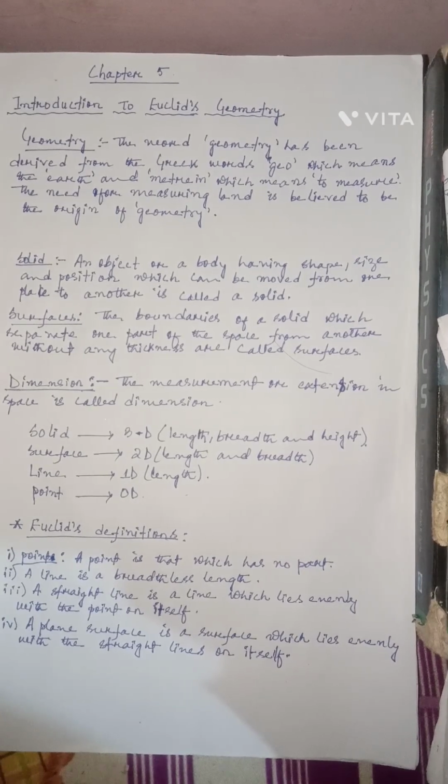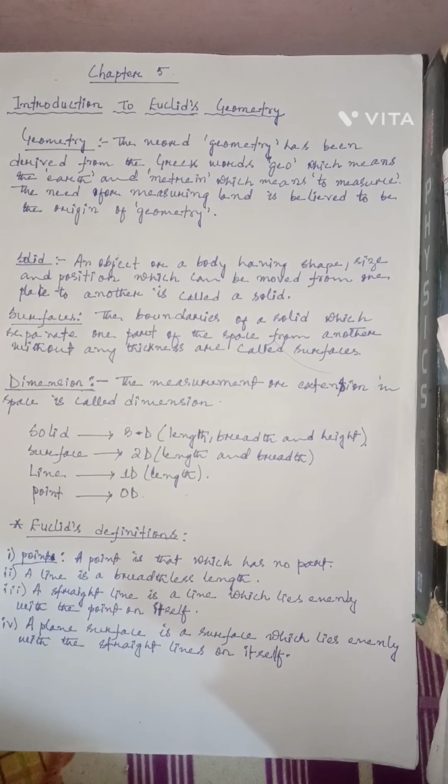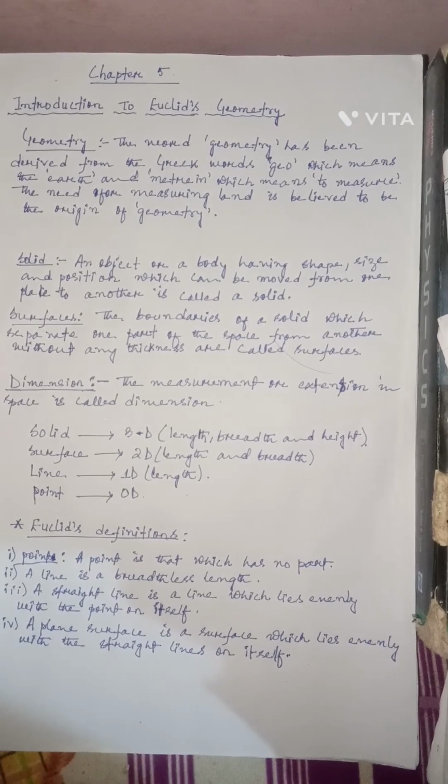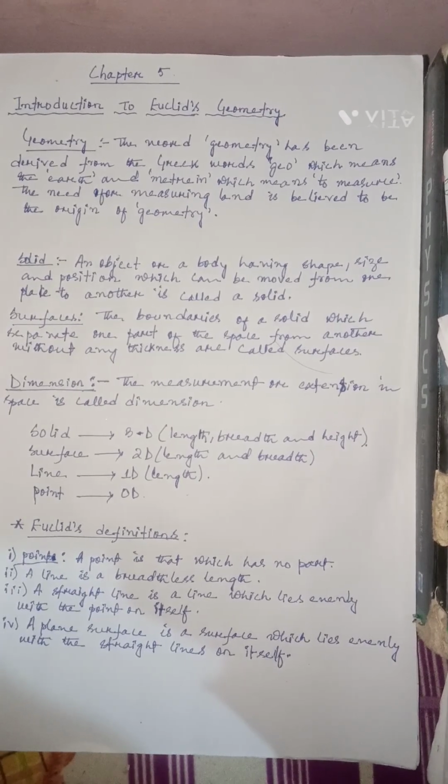And after that, let us move to the next, which is Roman number 2. A line is a breadthless length. If it talks about a line, then a line has a length, but if you look closely, a line doesn't have any breadth, so we can define it as breadthless. Breadthless means it doesn't have a breadth and it has only length. Such kind of thing or object, we'll call a line.